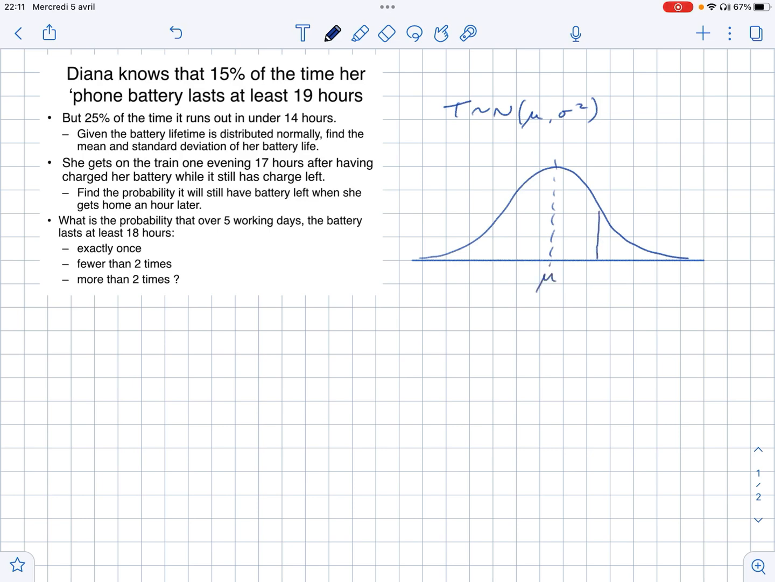Here we have one standard deviation away, and here we have one standard deviation this way. It should be the same each side. It's symmetrical. We don't know where they are.